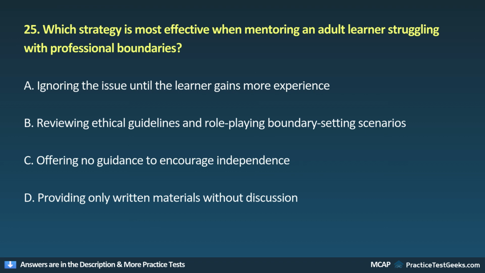25. Which strategy is most effective when mentoring an adult learner struggling with professional boundaries? A. Ignoring the issue until the learner gains more experience. B. Reviewing ethical guidelines and role-playing boundary-setting scenarios. C. Offering no guidance to encourage independence. D. Providing only written materials without discussion.